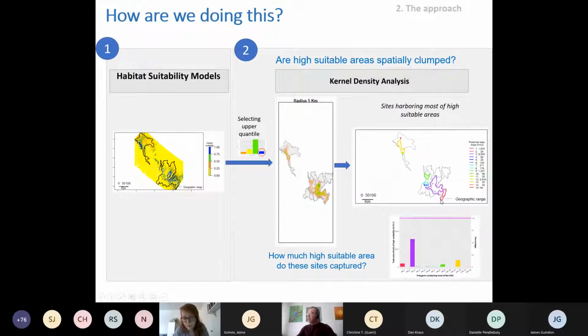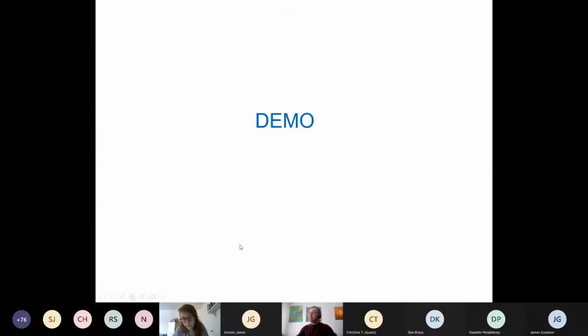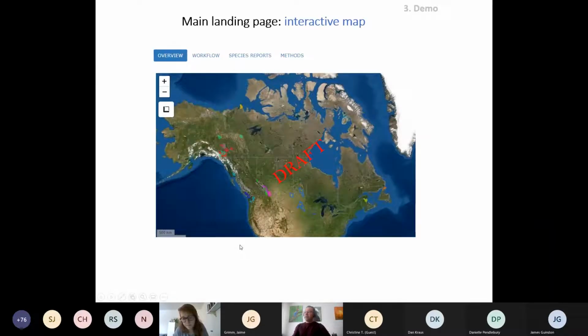So we have this one, and the red one maybe holds almost 10%, and the yellow one almost 20% of the high suitability areas here. So those are the potential sites that can harbor KBAs in the future. Let me give you an example of the tool that we are creating.